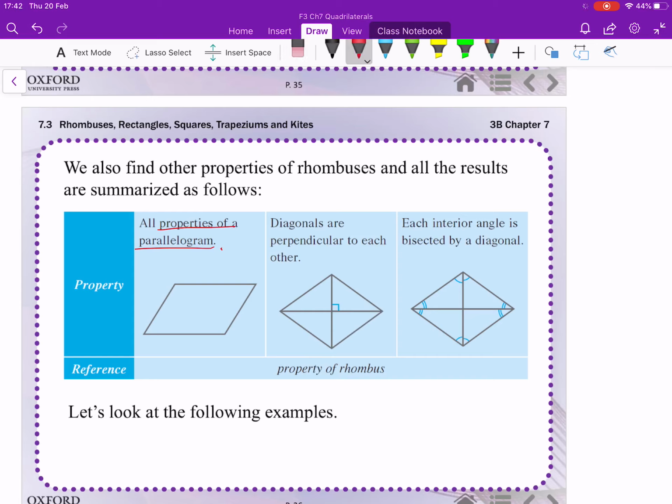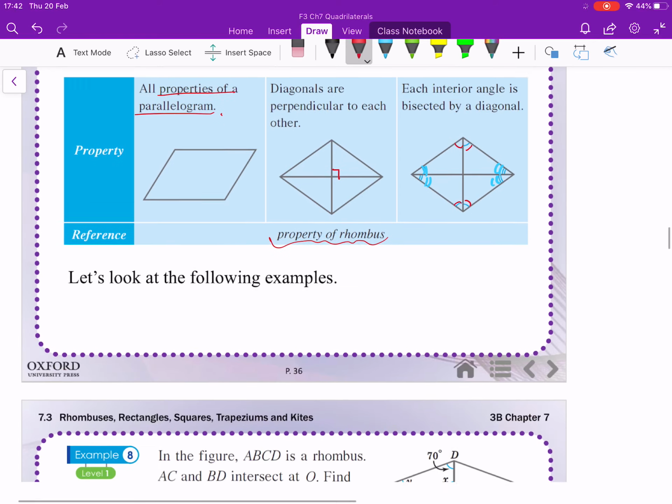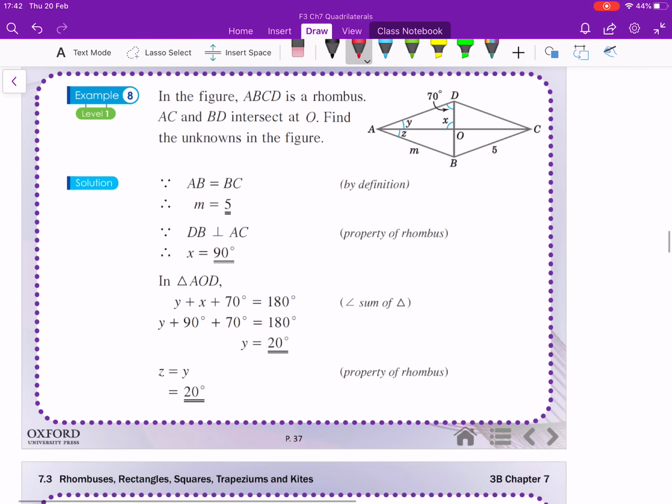The first one, the diagonals are perpendicular to each other. And the second one, we have 2 sets of equal angles. The first one, these 4 angles, and the second one, these 4. 2 sets of equal angles. To use all these results, you may use the properties of rhombus. Let's see some example. Example 8 in your textbook.